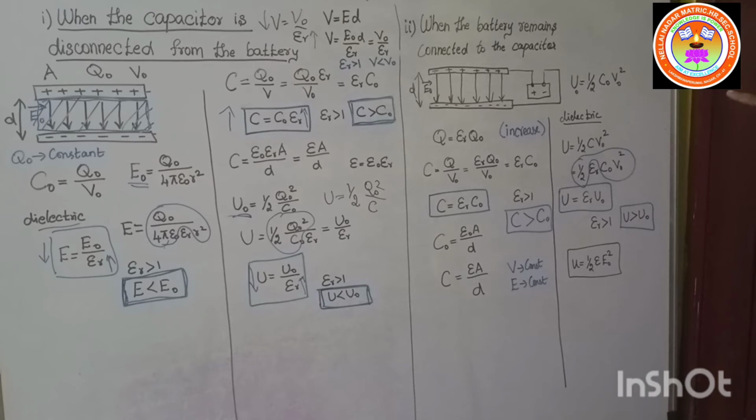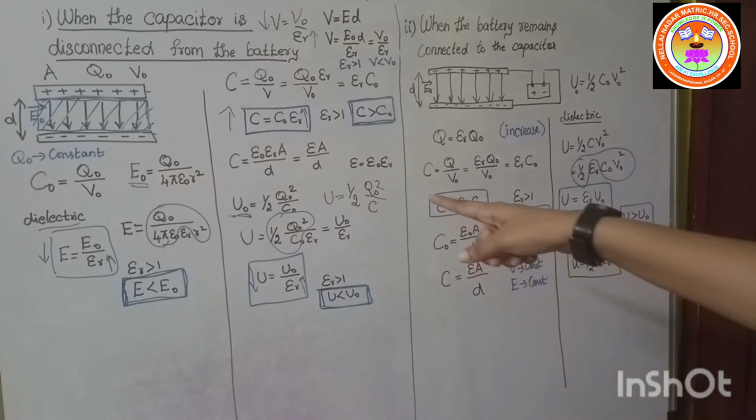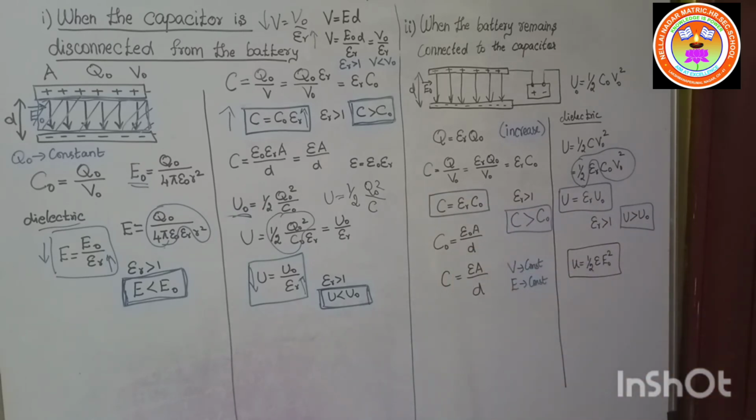Energy, what is the formula? You know that, we have two formulas. One formula is half Q square by C. Another formula is U is equal to half CV square. In the first case we have taken the formula half Q naught square by C, because the charge is constant there. Now here the potential is constant, so we have taken the formula U naught is equal to half C naught into V naught square.